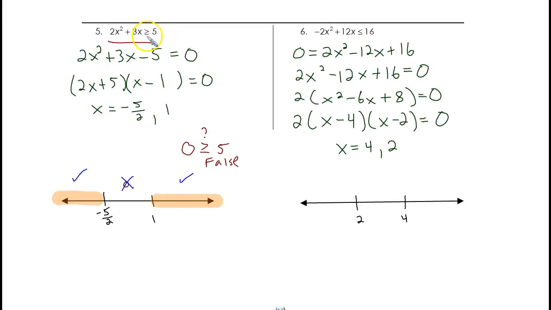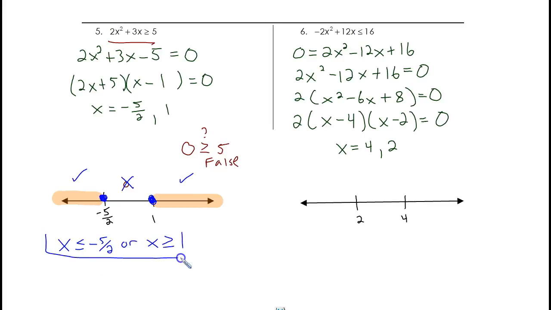But remember that "or equal to" means we use closed circles on those two special numbers, those two special spots. And now we need to write it either in terms of x or as an interval. So in terms of x, we'd say x less than or equal to -5/2, or x greater than or equal to 1.